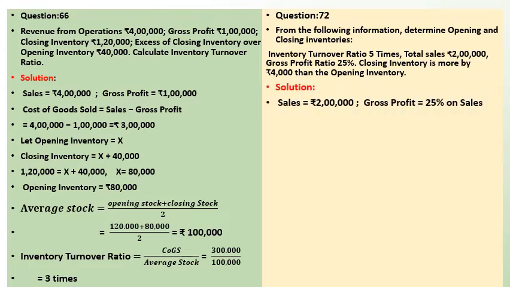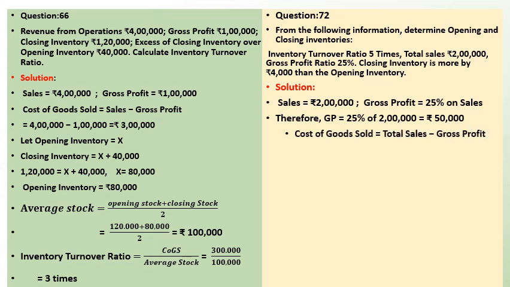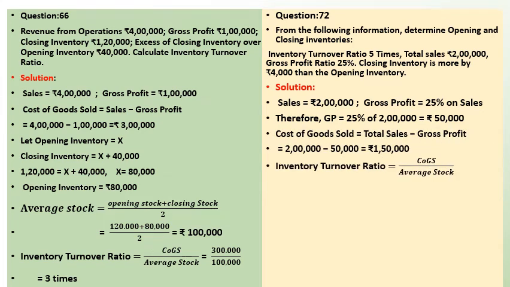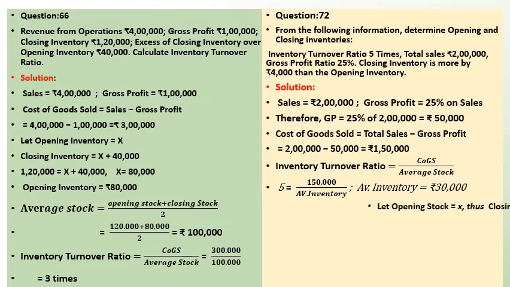So now sales is equal to 2 lakhs, gross profit is 25% of sales. Therefore gross profit is equal to 25% of 2 lakhs is equal to 50,000, and cost of goods sold is therefore 1,50,000. So now inventory turnover ratio is cost of goods sold by average stock, which is 5 times given. So 1,50,000 by average stock or average inventory. Therefore average inventory is equal to 30,000.